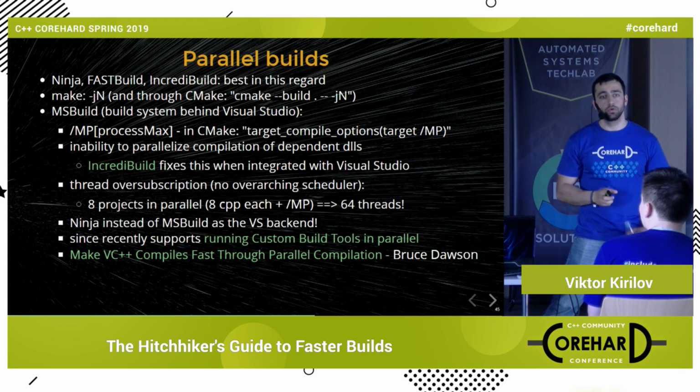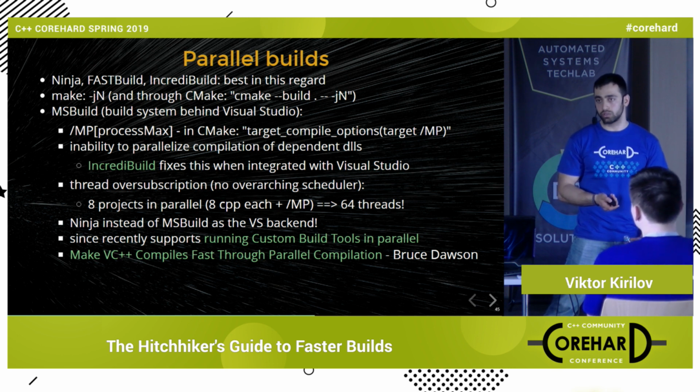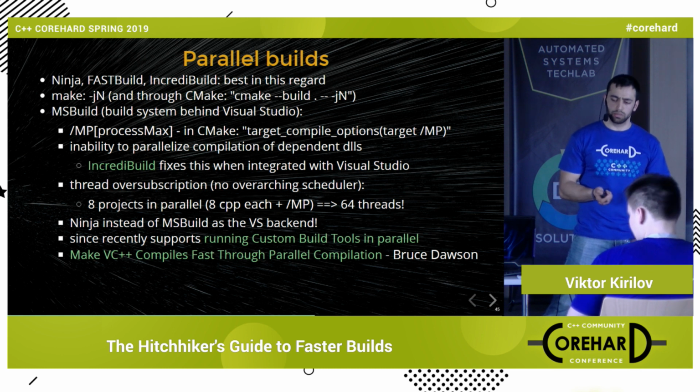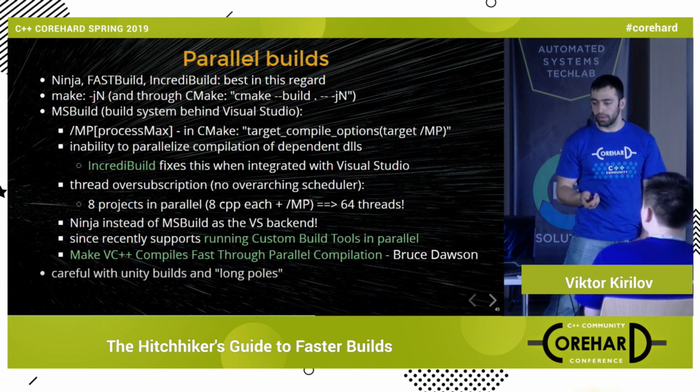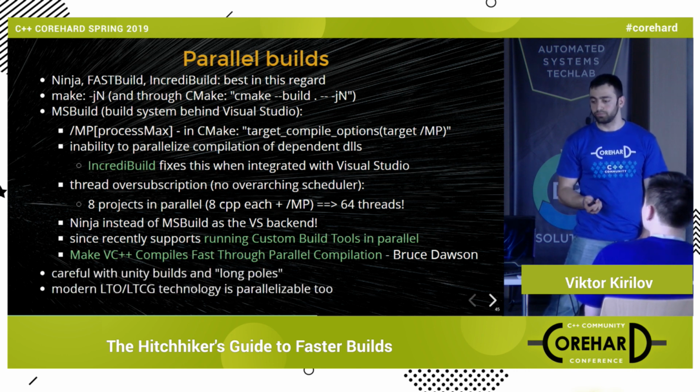For example, if you're building projects in parallel, and each project is building its source files in parallel, you might easily end up with too many threads of compilation on your machine. And you actually end up with a slower build because of that. So that's a pessimization. There are some ways to use Ninja as the backend instead of MS Build in Visual Studio, but I don't know how exactly that is done. Anyway. And also, modern link time optimization technology, I think in all of the 3 major compilers, is also parallelizable.